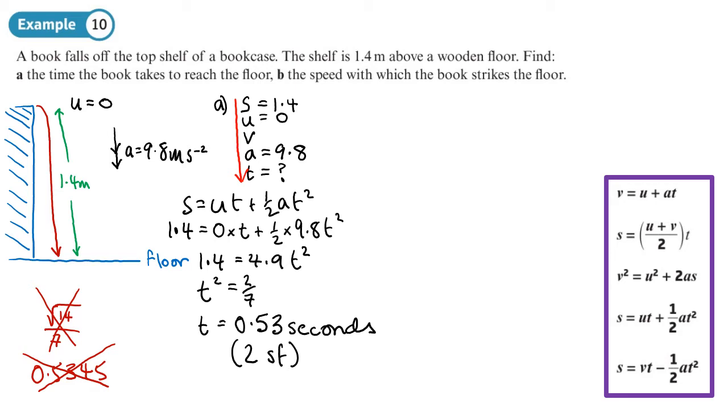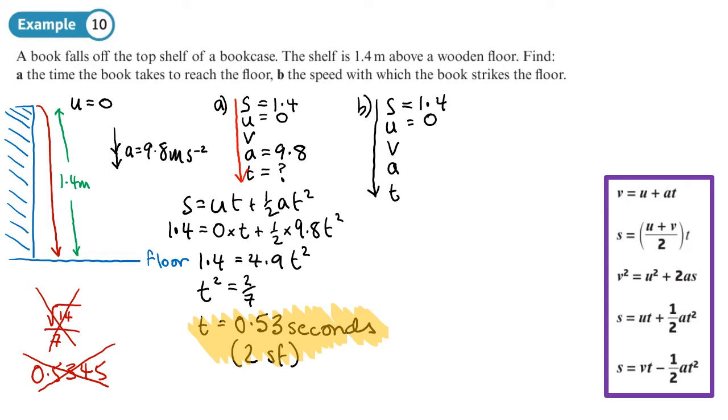Now in part B, we need to work out the speed at which the book strikes the floor. Okay, so SUVAT again. I'm still taking downwards as positive. s is 1.4, u is 0, a is 9.8, but this time I want to find v. I'm going to avoid using the t that I worked out in part A in case it's wrong, and also I don't really want to be using a rounded answer here.